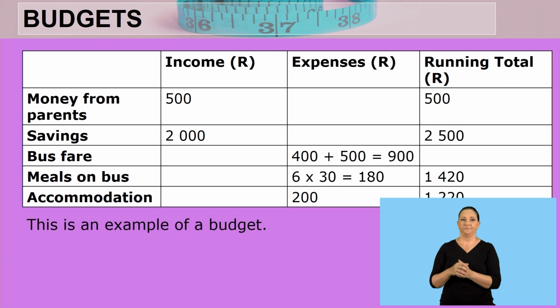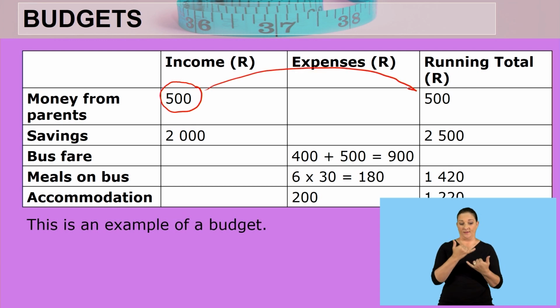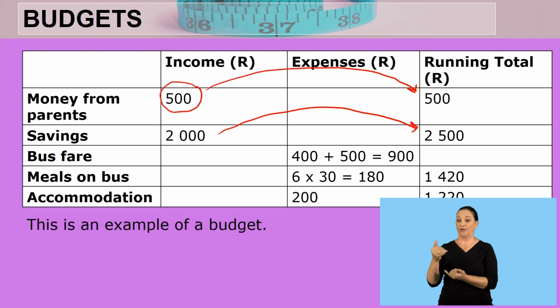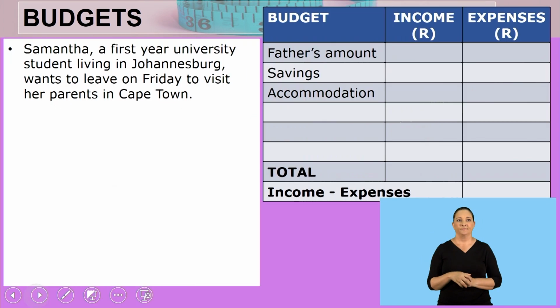This is an example of a budget. So if you take your incomes, in this particular case, there's 500 rand this person received from their parents. We carry that over to what I call the running total. The savings, same concept, gets carried over to the total. So in total, 500 from the top plus the 2,000 from here gives me 2,500. Then for this particular budget, there was bus fare, there were meals and accommodation, and all of that ate away or got taken away from the running total. Let's look at the next one.